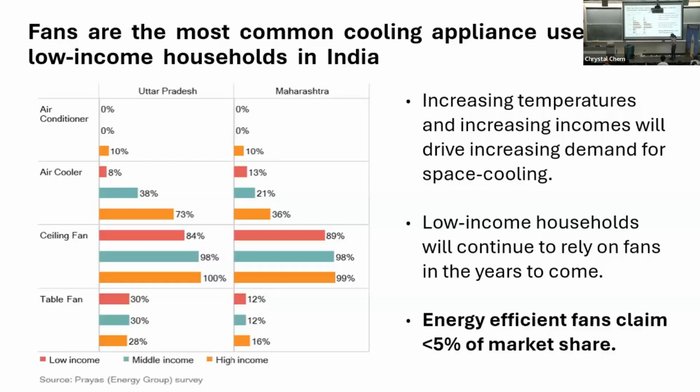And so that means we're seeing 40 million fans, more than that, bought every year, and we're locking in inefficient technology. So as the heat rises and incomes rise and people turn on their fans, we're using more than double the electricity that actually needs to be used relative to the more efficient fans.